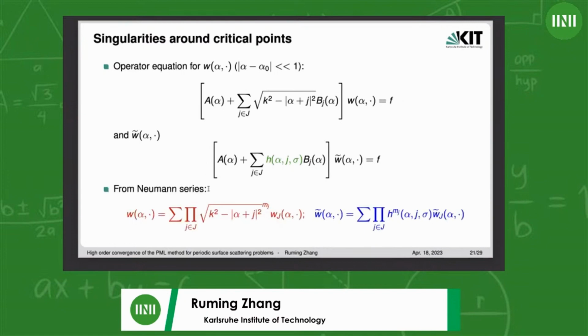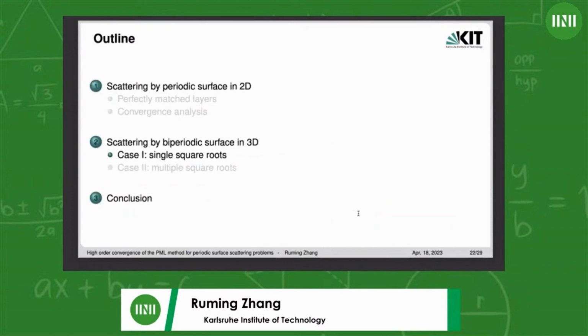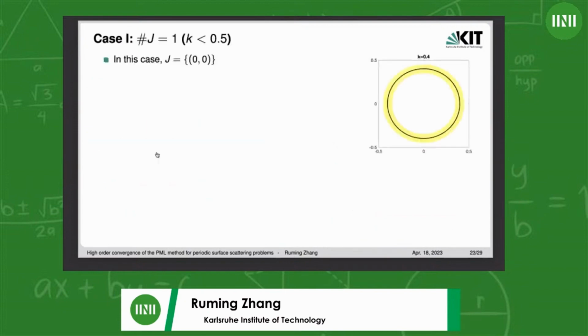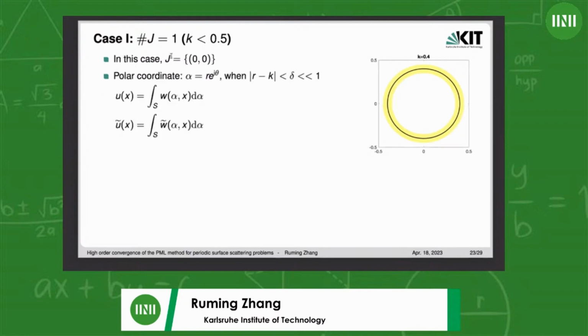Then we can use the Neumann series to rewrite W and W tilde in this way. So this comes from the Neumann series. The main idea here is just to compare these two functions term by term. So let's begin with the easiest case, which is almost the same as the 2D case. In this case, when k is smaller than 1/2, we have only one element in G. So everything is almost the same as the 2D case, so I want to go through quite fast.